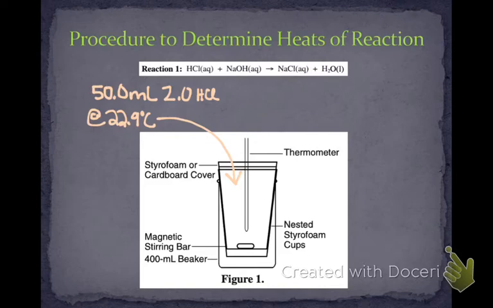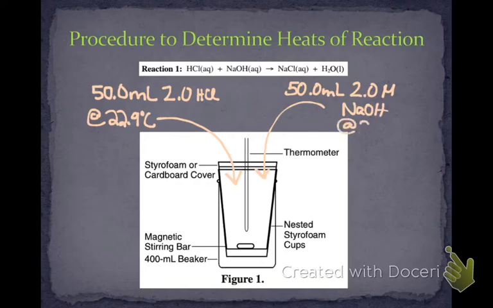Now you will start the magnetic stir to be stirring the hydrochloric acid that's in there, and then you're going to add in 50 milliliters of 2 molar sodium hydroxide. And this too is at room temperature, so that initial temperature of the solution is going to be 22.9 degrees C. You're going to continue stirring, and then you're going to record the temperature after 20 seconds, and then every 20 seconds for 3 minutes.